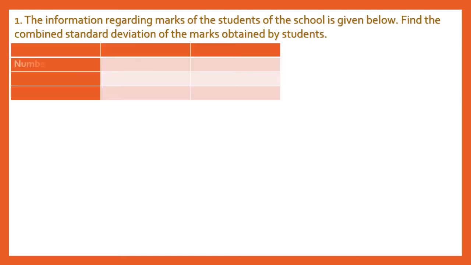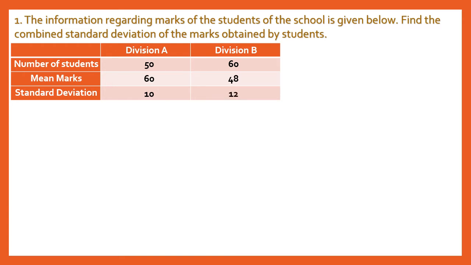Data is given as in the table: number of students, mean marks, standard deviation for division A and division B. Now number of students in division A are 50 while in the B are 60. So these are the two values, N1 and N2. Mean marks in division A are 60 and division B are 48. So that would be x bar 1, x bar 2. Standard deviation is just S. S square is variance, S is standard deviation. So for division A, S is 10 and for division B, S is 12. So we don't have S square, we have S. So in the formula, we will have to square the value of standard deviation to get the variance.